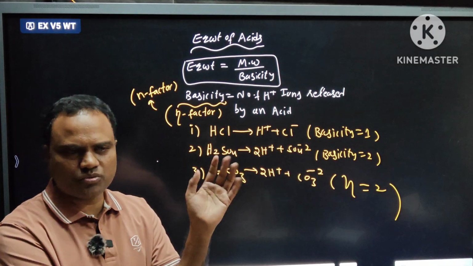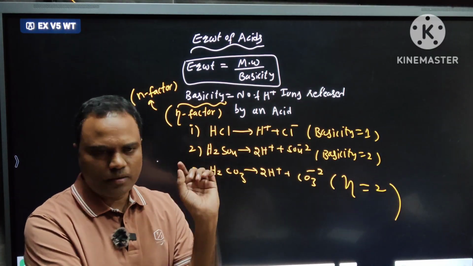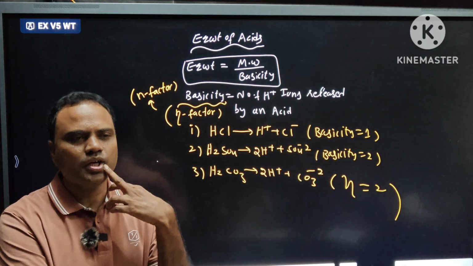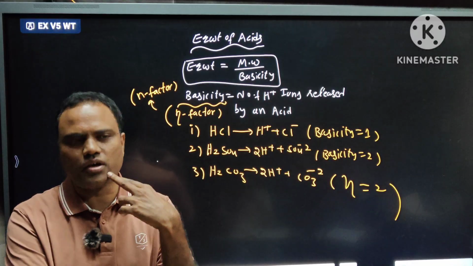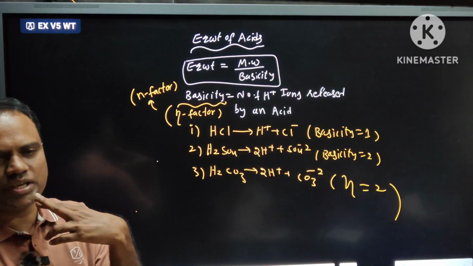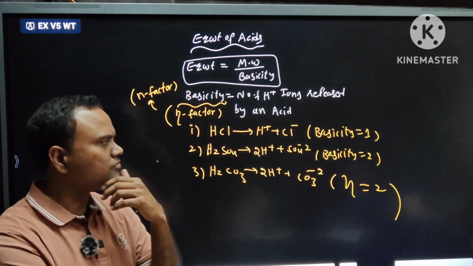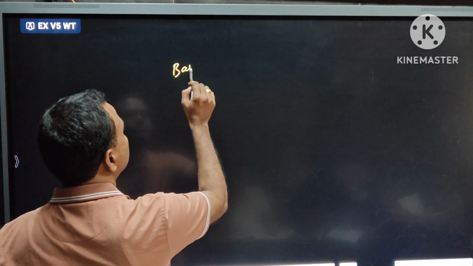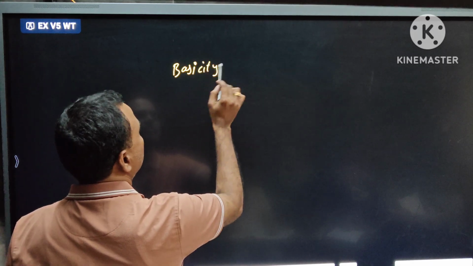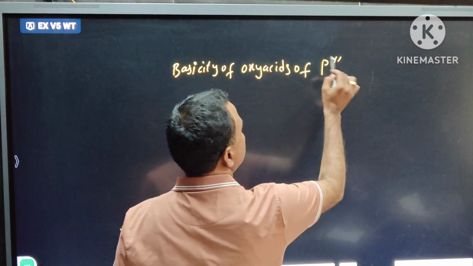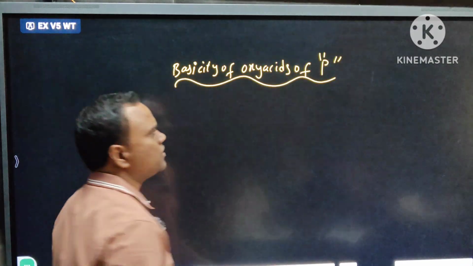For acids like HNO3, HCl, HNO2, but only one particular acid is there, that is the oxyacid of phosphorus. In that case, you have a different formula for basicity. Clear? Keep heading: basicity of oxyacids of phosphorus. What is the meaning of oxyacid?